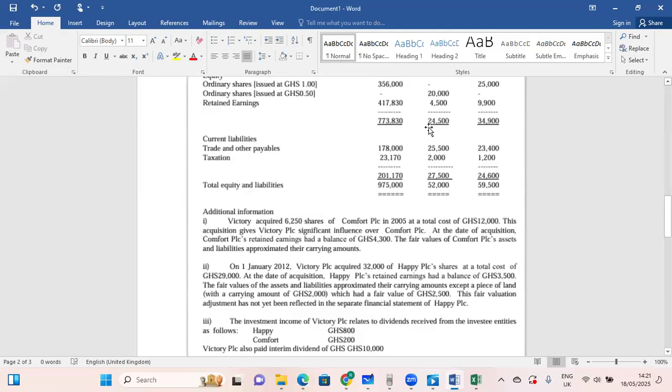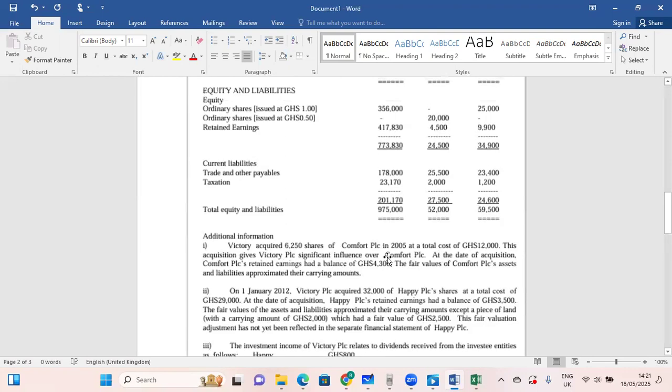But if you really understand the whole concept, you can come to the additional information that will help you balance everything perfectly. So now, additional information. The first one is saying that Victory acquired 6,250 shares of Comfort PLC in 2005 at a total cost of what? 12,000 Ghana cedis. This acquisition gives Victory significant influence over Comfort PLC.